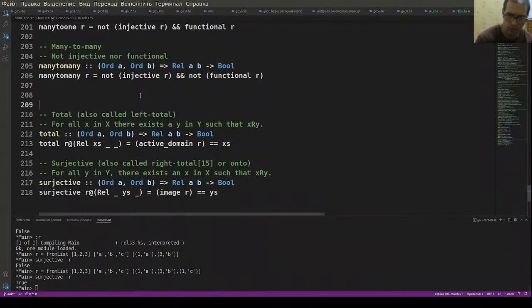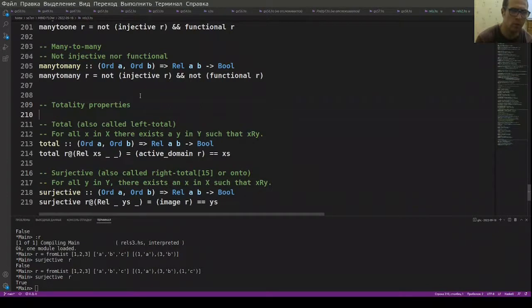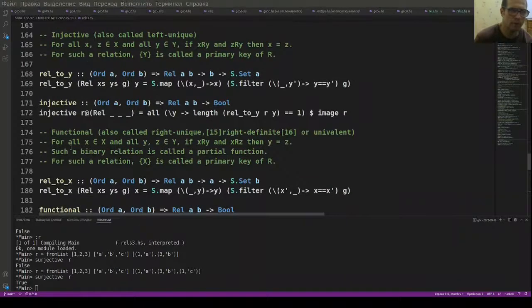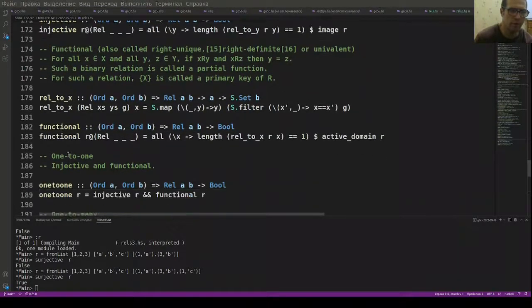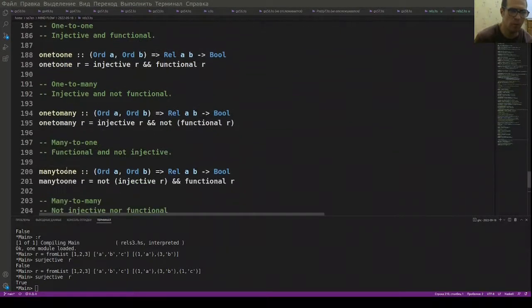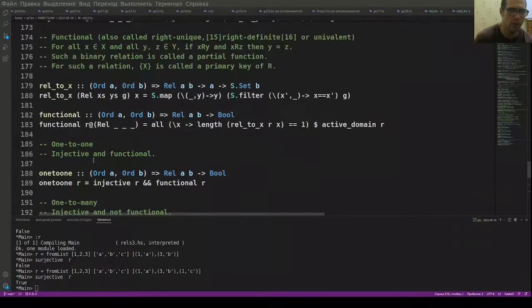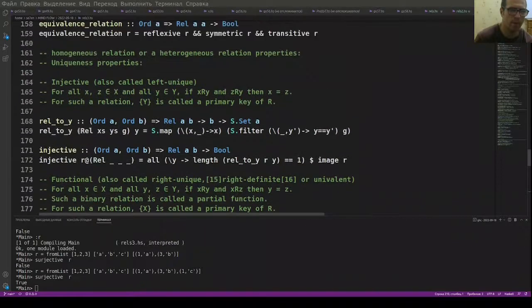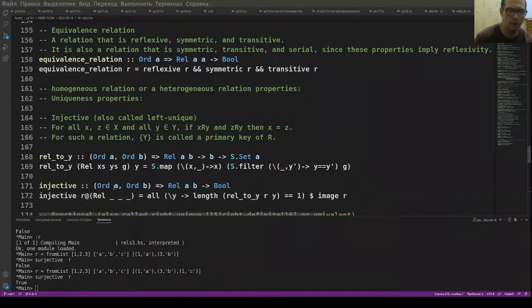By the way, these two properties are called totality properties. And these properties, from injectivity, functional, one-to-one, one-to-many, many-to-one, many-to-many, these are uniqueness properties.